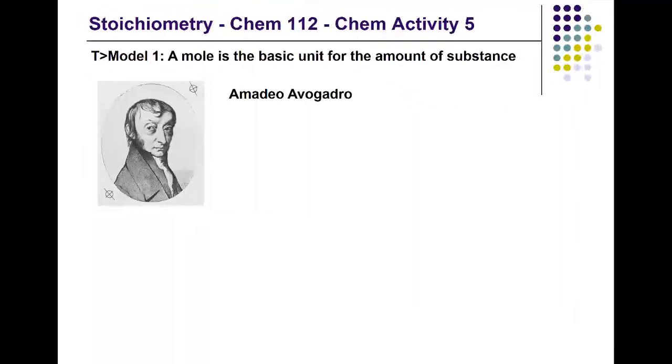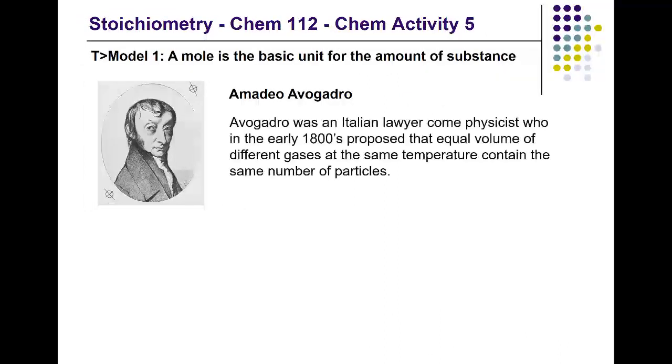For one, Amedeo Avogadro did not come up with this number. Amedeo Avogadro was an Italian lawyer that eventually became a physicist who in the early 1800s proposed that an equal volume of different gases at the same temperature contains the same number of particles. He was going against conventional wisdom at the time, and this eventually led to the idea of having an identical number of particles for a given volume of particular elements.